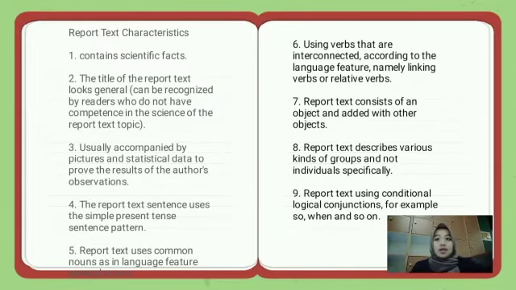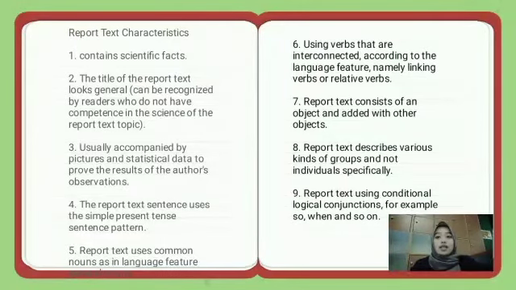And then, report text characteristics. Number one, contains scientific facts. Number two, the title of the report text looks general, can be recognized by readers who do not have competence in the science of the report text topic. Number three, usually accompanied by pictures and statistical data to prove the result of the author's observation.